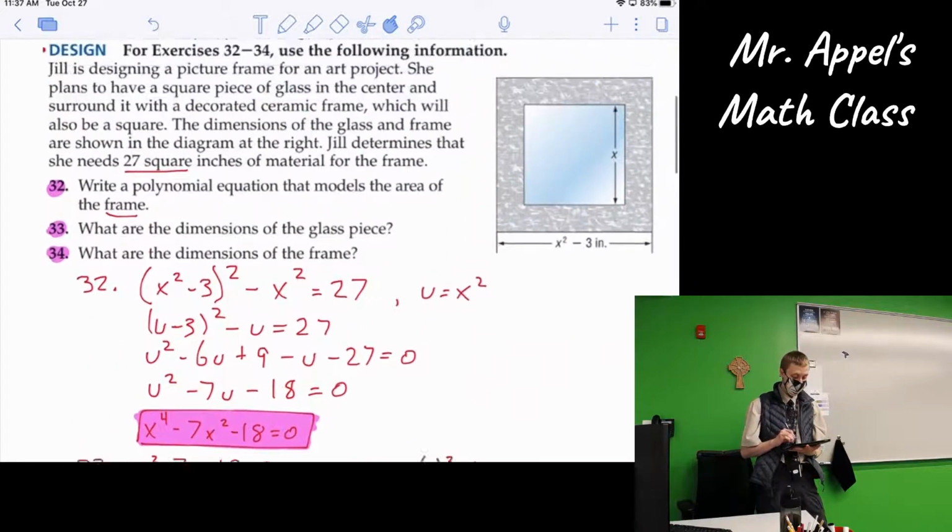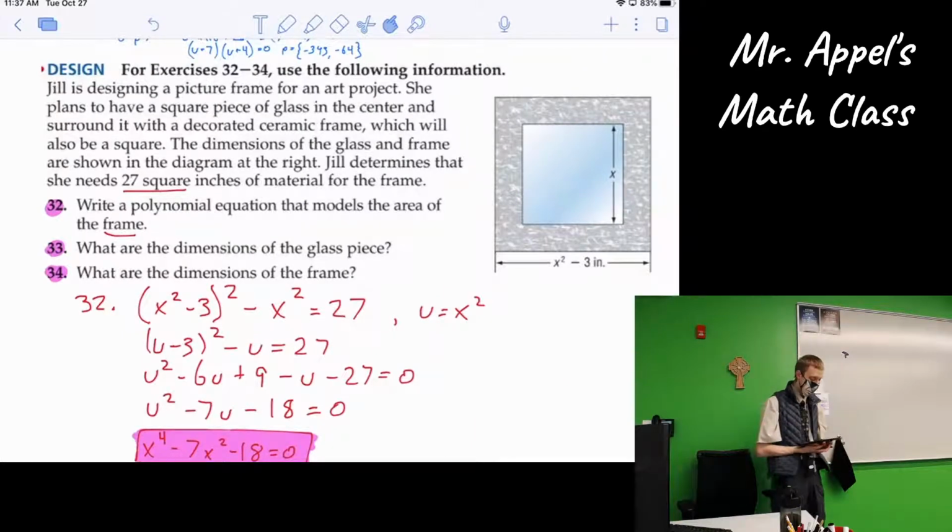And then the word problem, right? Designing a picture frame. You can have a square piece of glass in the center surrounded by a decorated ceramic frame. That sounds like a terrible idea. Ceramic is heavy and fragile. Why would you do that? Anyways, which will also be a square. Dimensions of the glass and frame are shown at right.